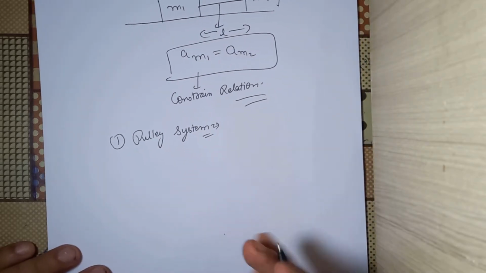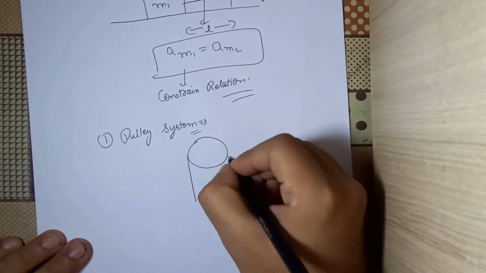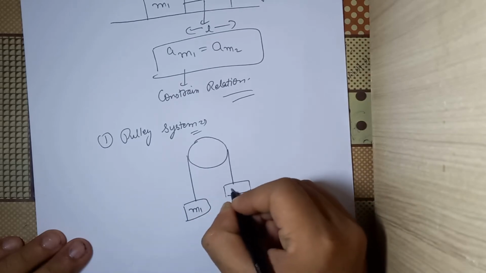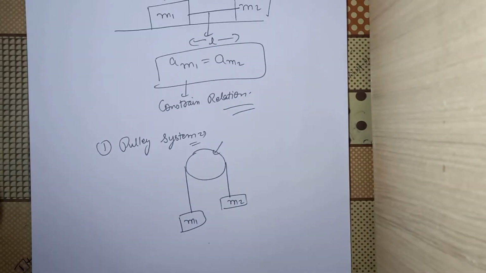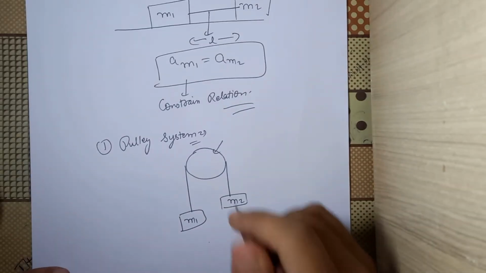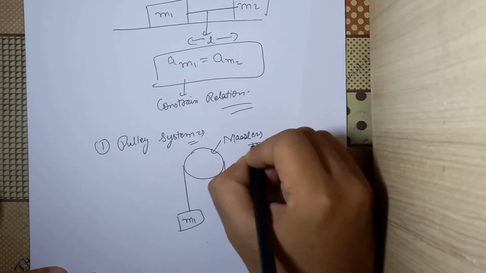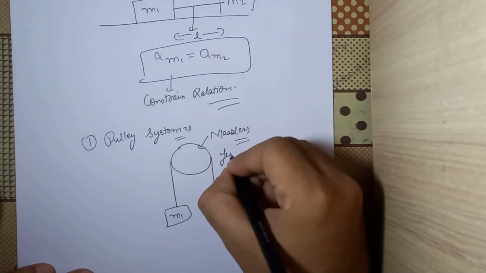So what is a pulley? We know that a pulley is a system where we have some ropes hanging on both the ends, and through these ropes we have some masses m1 and m2. So this is what a pulley looks like. In general we'll assume that the pulley that we are taking is massless. In rotational motion we'll be taking the pulley with mass, but for now we'll be assuming that the pulley we are taking is massless and frictionless.